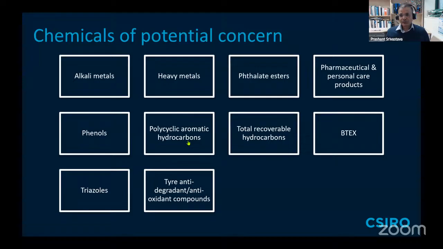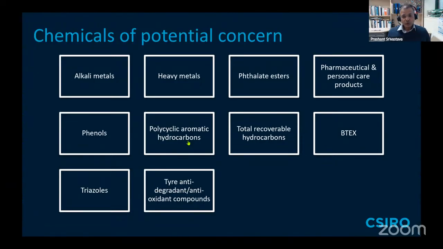This slide just shows all the different groups of chemicals we looked for in our tests. It's a long list because tires and rubber products can contain or break down into lots of chemical substances. We tested for things like metals, phthalates, phenols, hydrocarbons, and tire-related chemicals like diphenylguanidine, DPG, or HMM, which help tires last longer.